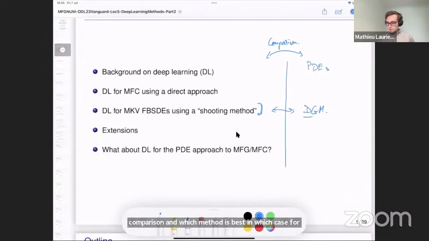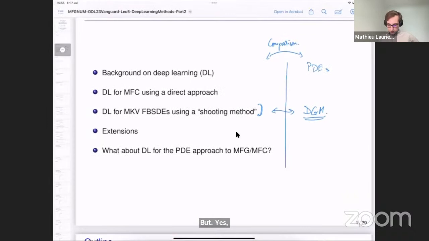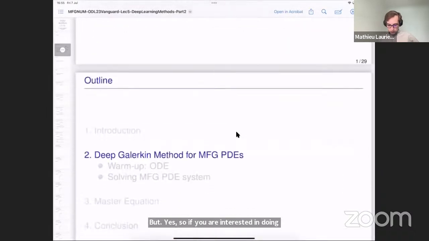For example, the DGM method can easily be used in the ergodic setting, whereas if you try to use FBSDEs in the ergodic setting, it's not so simple. But yes, if you are interested in doing experiments, it's probably an interesting direction.